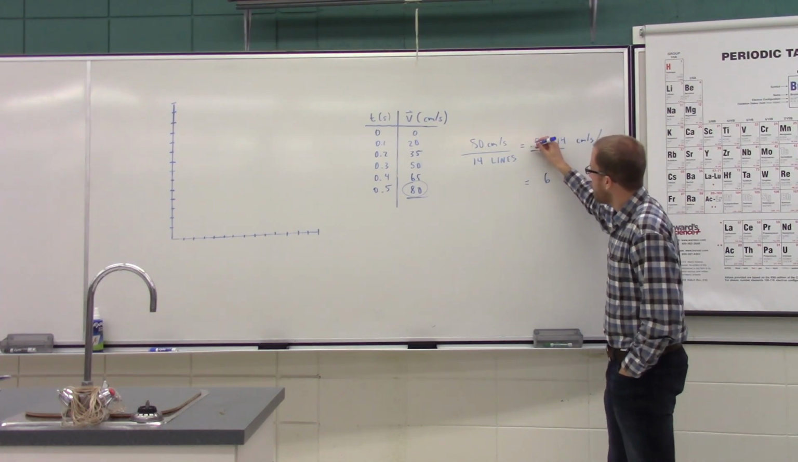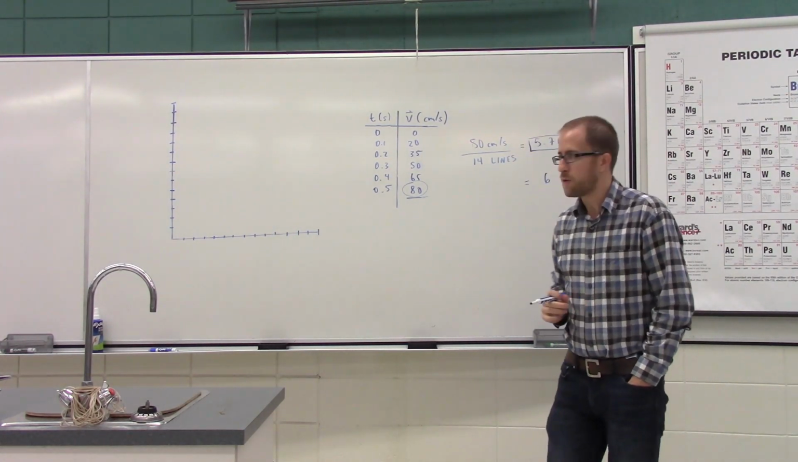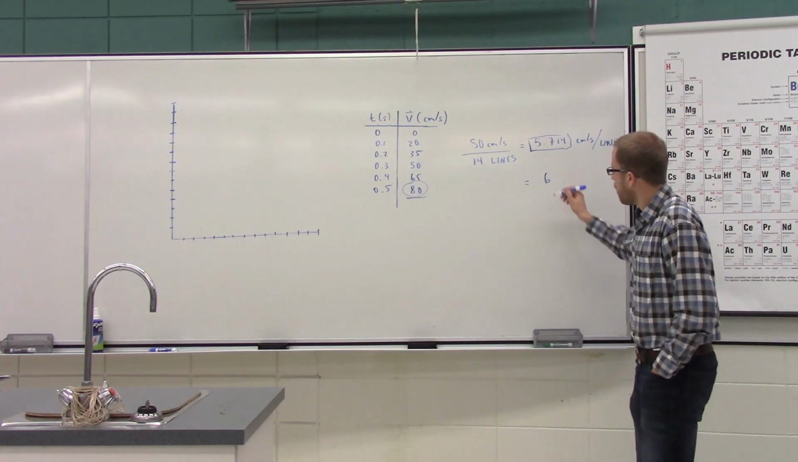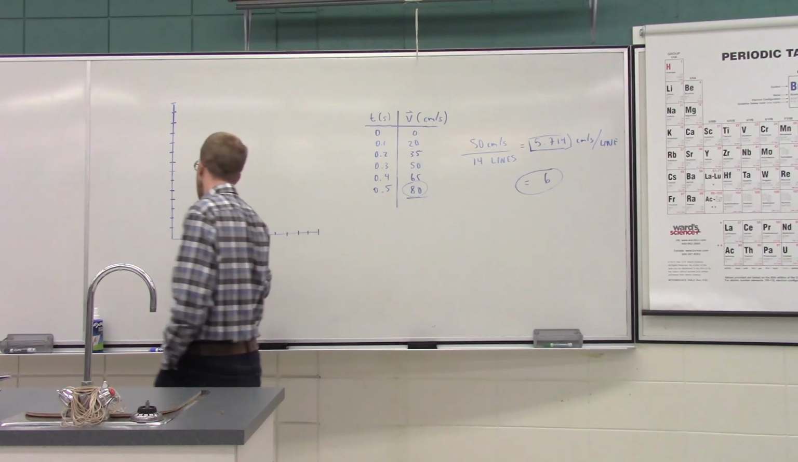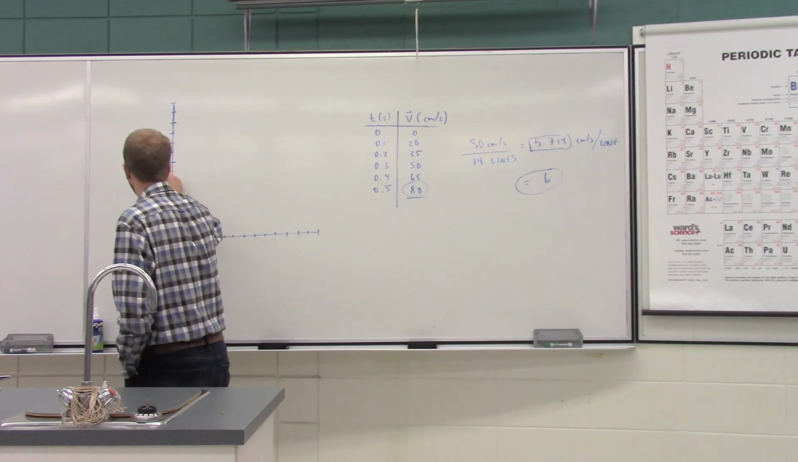Right? So going up by anything less than this number would not allow us to fit our maximum value on our graph. So I would use 6. Right? 6 will allow us to use the majority of our graph.